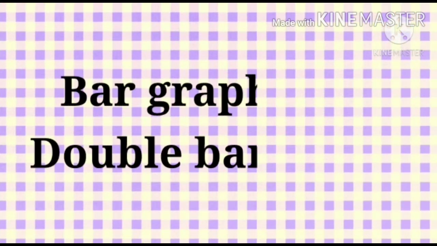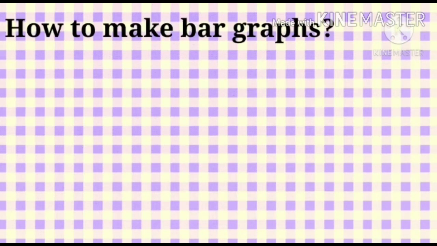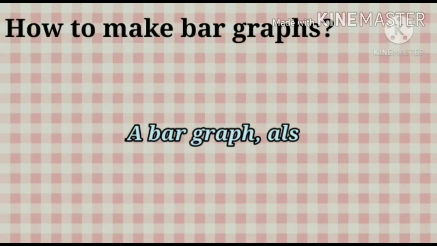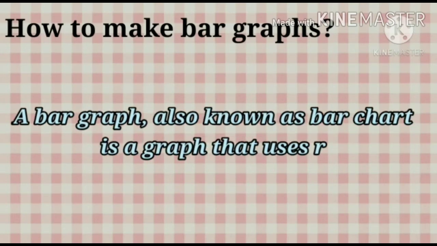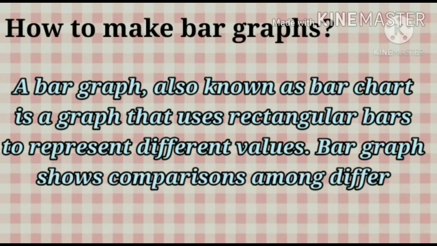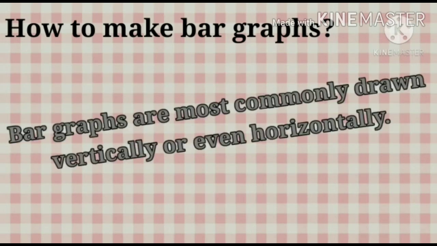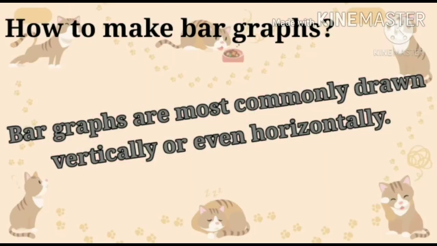Now let us move on to the representation of data on a bar graph and double bar graph. How to make bar graphs? A bar graph, also known as bar chart, is a graph that uses rectangular bars to represent different values. Bar graph shows comparisons among different categories. Bar graphs are most commonly drawn vertically or even horizontally.